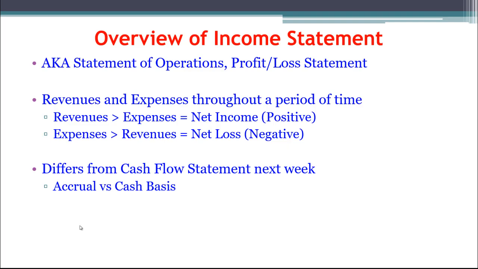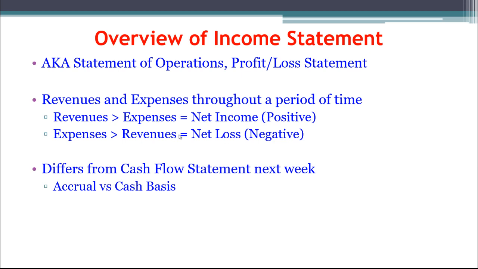So as an overview of the income statement, first of all we have a few different terms that are sometimes used for this statement. We just have a couple here: the statement of operations, sometimes the profit and loss statement, although that second term is more commonly used as an internal managerial accounting term, but occasionally you might hear it called that. And again, there are a variety of other terms, but these are a couple of them.